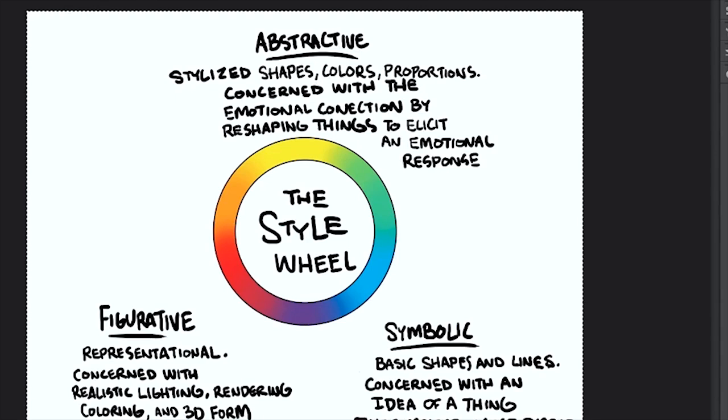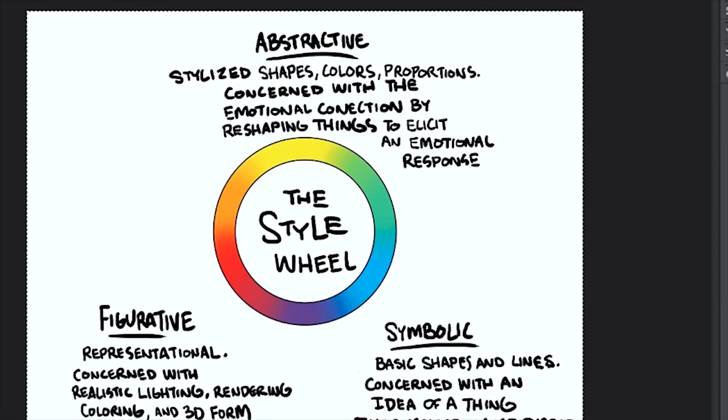And then lastly, we have abstractive, okay? Stylized shapes, colors, proportions. That's what that's all about. It's just concerned with the emotional connection that these shapes and these colors and these proportions convey to us and how they make us feel. Okay? It's reshaping these objects to elicit some sort of emotional response.